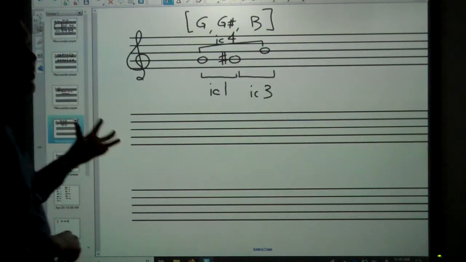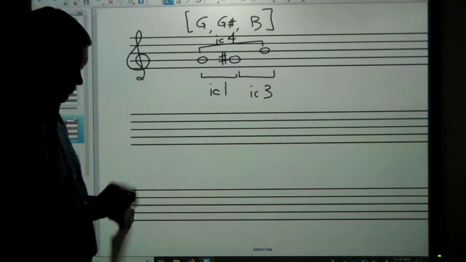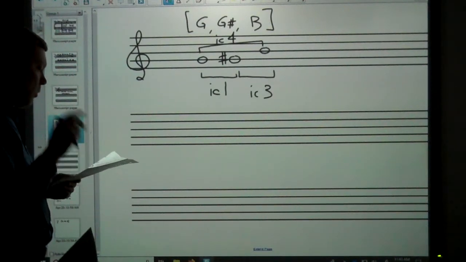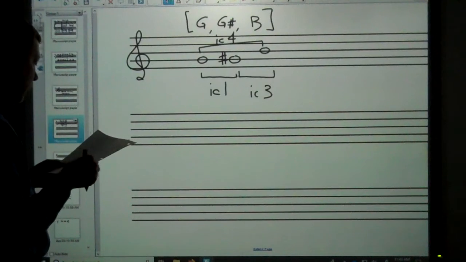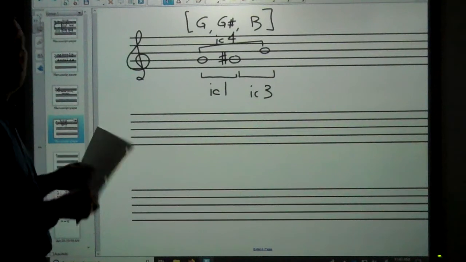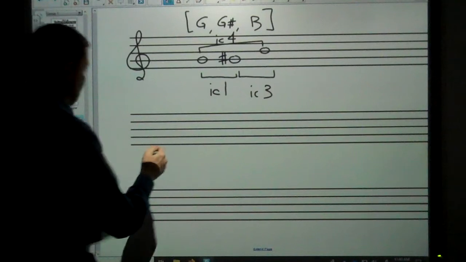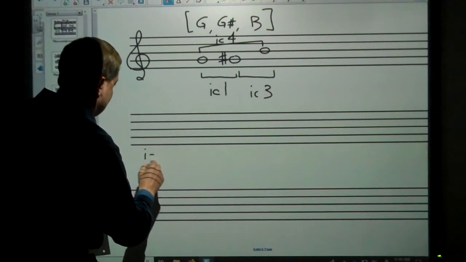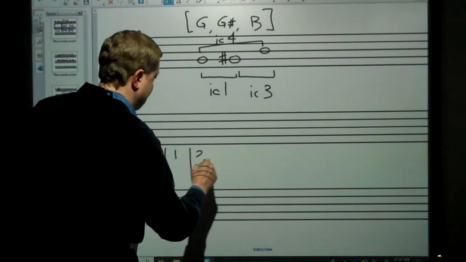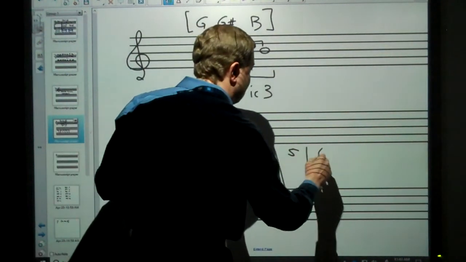All right, now we have all the information we need to write down what is called an interval vector. Once you know all the interval classes within a set, what we do is list the number of occurrences of each interval class from left to right in ascending order. So you can think of it like this. Let's list all the possible interval classes that we have here: interval class 1, 2, 3, 4, 5, and 6.